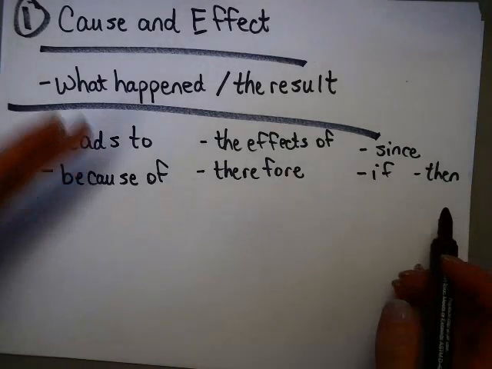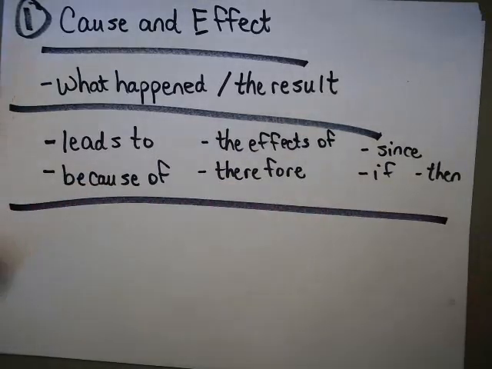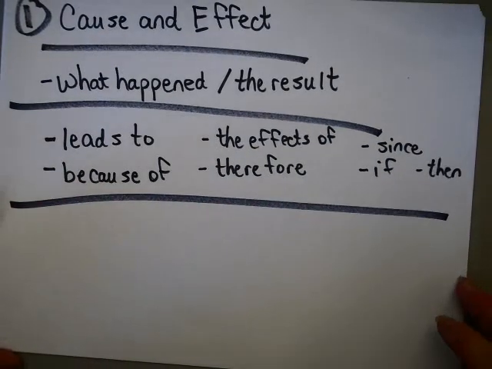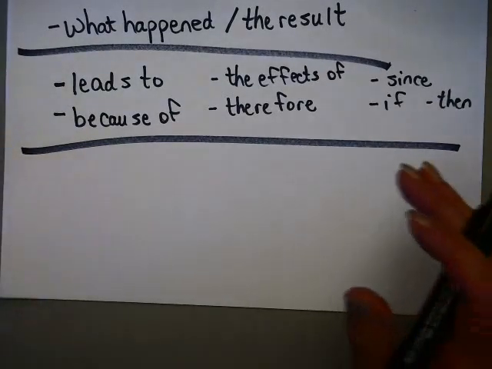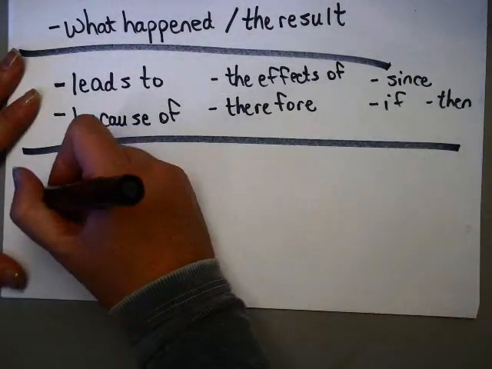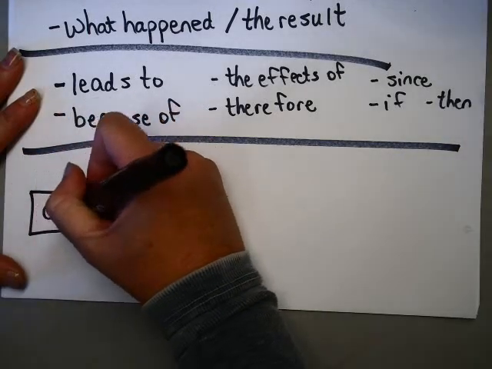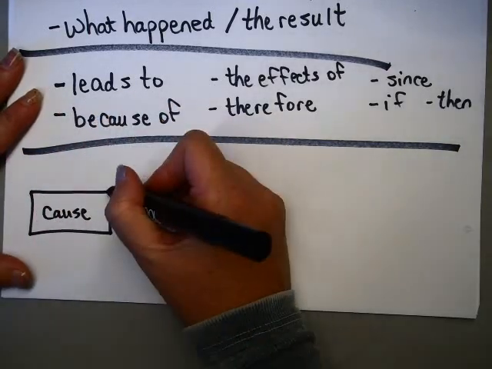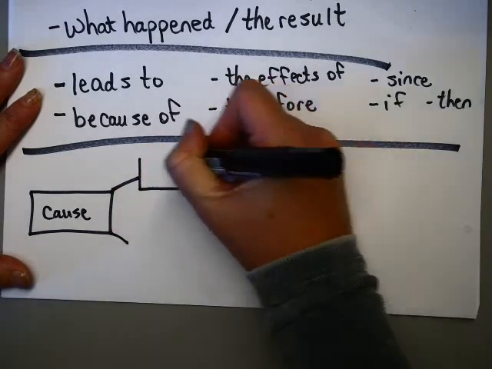So with cause and effect, you're basically looking at what happened and then the result of that. Okay? So in that fourth column for your graphic organizer, you could do this in several different ways. So basically, it could be that we have one cause. So we have that thing that happened. And then it could be that it actually caused two different effects to occur.